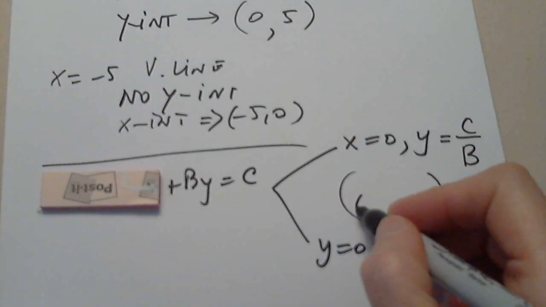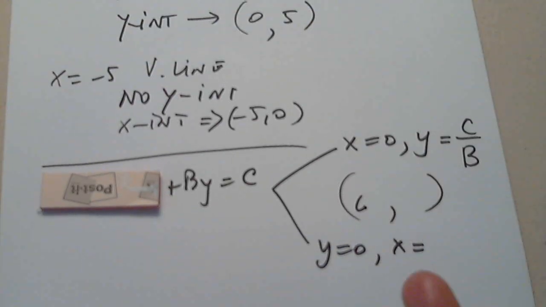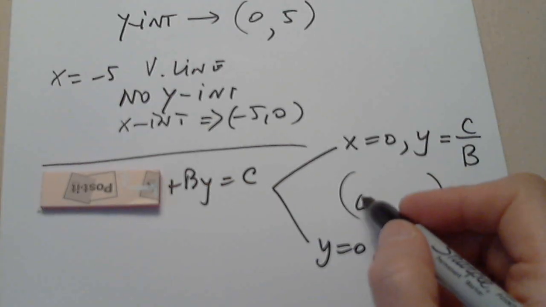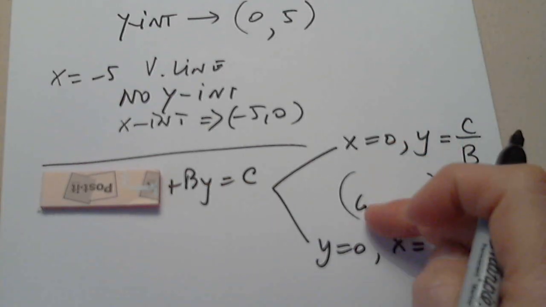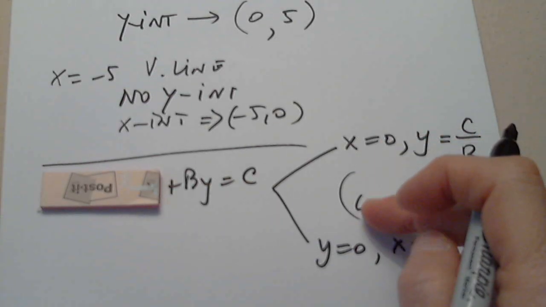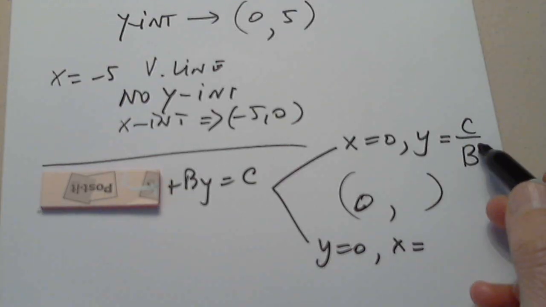C over b. So the ordered pair is C over b, comma, 0. But x is first. The y-intercept, x is first. It's 0, C. Yes, that's it.